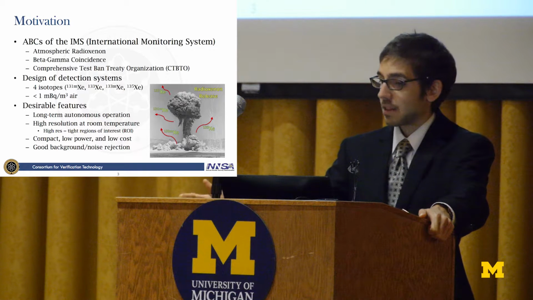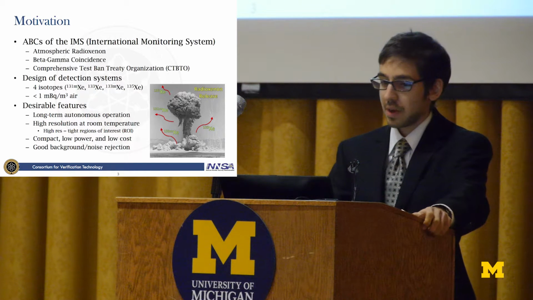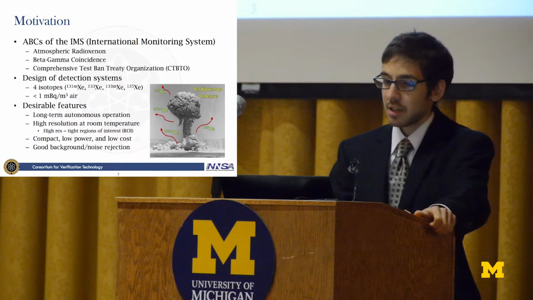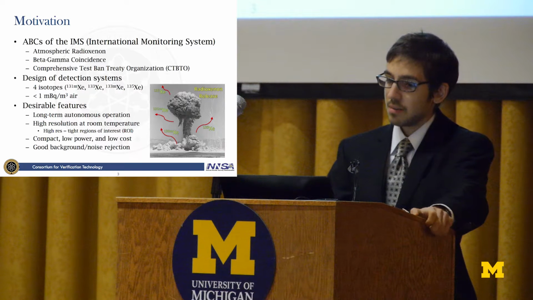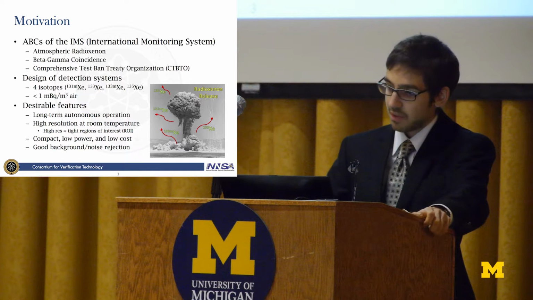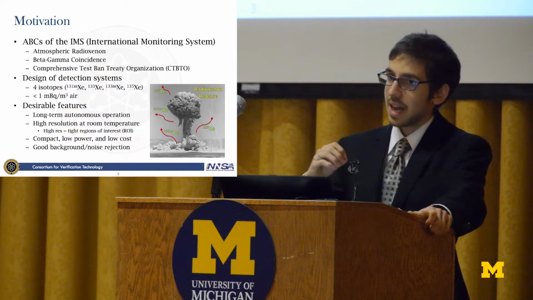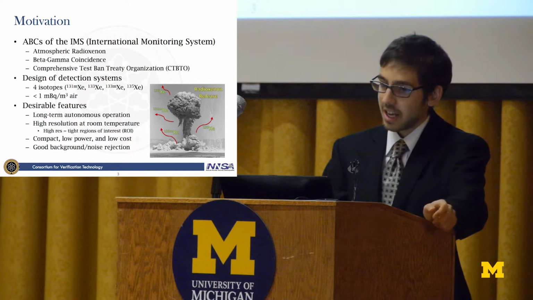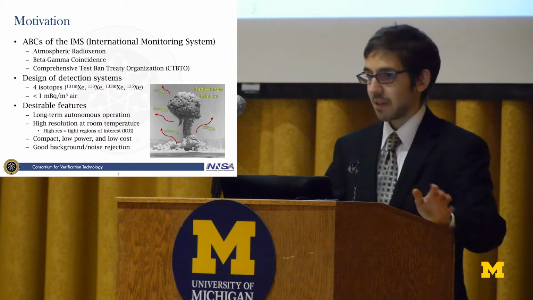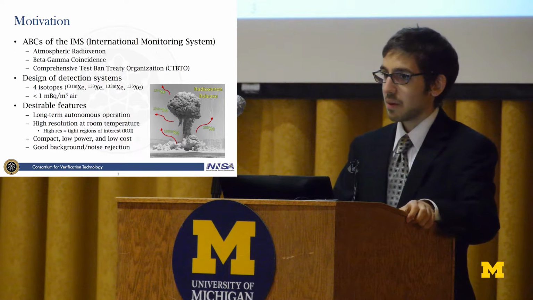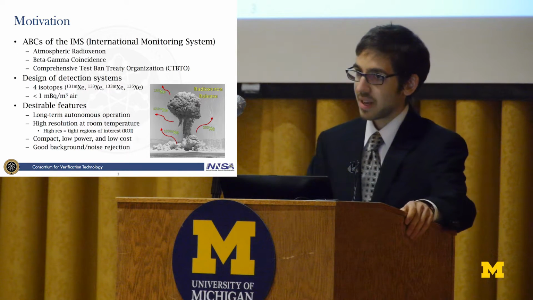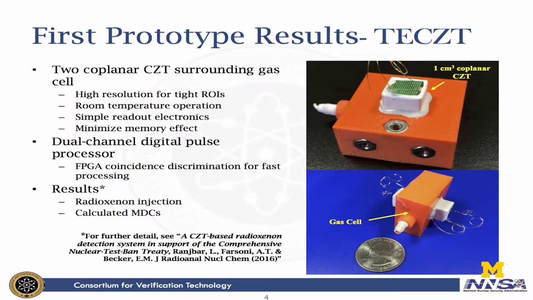We want it to be compact, low power, and low cost, and of course we want to have good background and noise rejection. Good background rejection to increase our minimum detectable concentration, and good noise rejection because if you have a low noise system, you can detect low energy radiation, and that's extremely important with a lot of these radioxenons. They release 30 keV X-rays, and so we need to be able to see those.